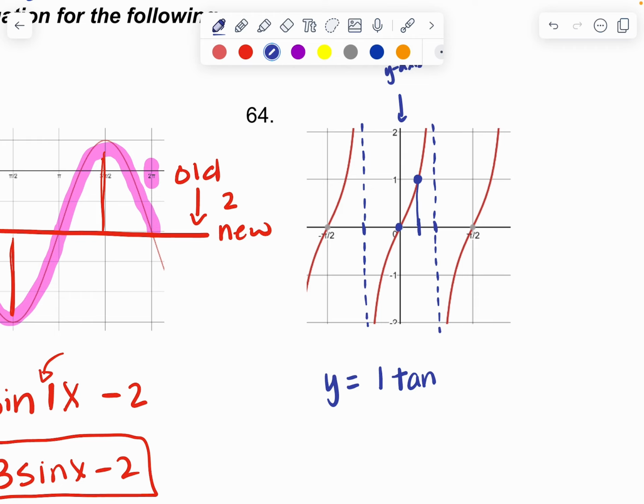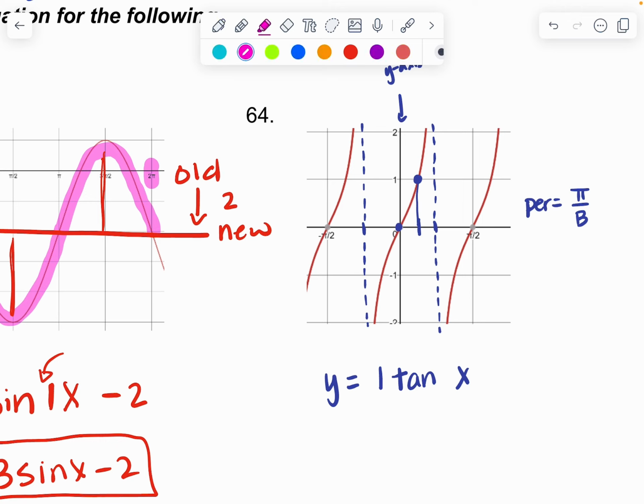And then this b value in front of the x is probably the hardest to find. So let's see if we can find a formula that has a b in it. Well, I know that the period for a tangent graph is pi over b. So if I can only get the period, then I could find the b. Well, the period is just like the distance between the asymptotes, right?